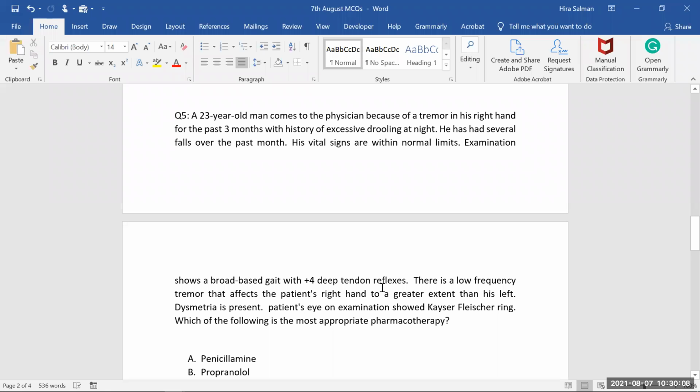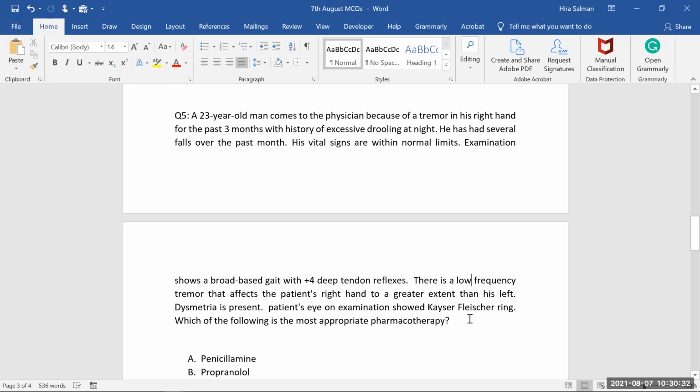Hyperreflexia is again one of the neurological symptoms. There is a low frequency tremor that affects the patient's right hand to a greater extent than his left. So one side is having more tremor activity as compared to the other. Again, tremor means neurological manifestation. Now, dysmetria is present, again a neurological manifestation. The patient's eye on examination showed Kayser-Fleischer ring.